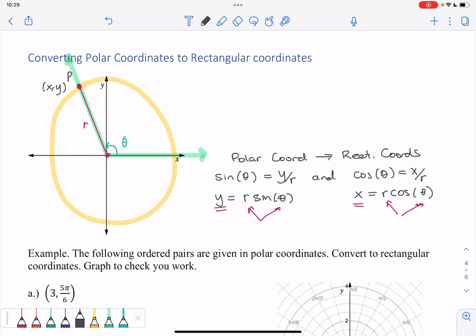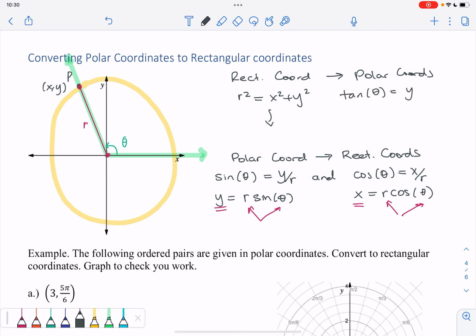And just as a review, if I have rectangular coordinates and I'm going to polar coordinates, then I usually use r squared equals x squared plus y squared. And then I can solve that for r. And then I know that tangent of theta is y over x. And then I can use inverse tan and think about which quadrant I'm in to go that way. So this is how we're going to go back and forth between these.